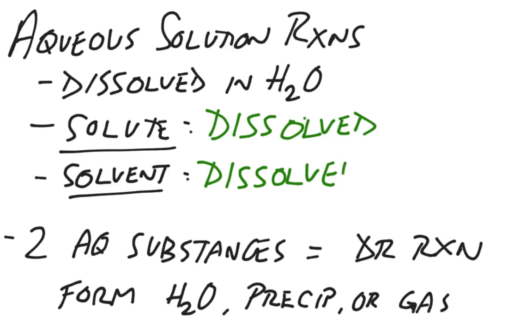In most cases, especially in this class, the solvent is going to be water. Water is considered to be the universal solvent, and anything that's ionic or polar covalent will dissolve in water. When two aqueous substances come together, a double replacement reaction is the one that occurs. And one of three things will be formed during that double replacement reaction: either water, a solid precipitate, or gas.